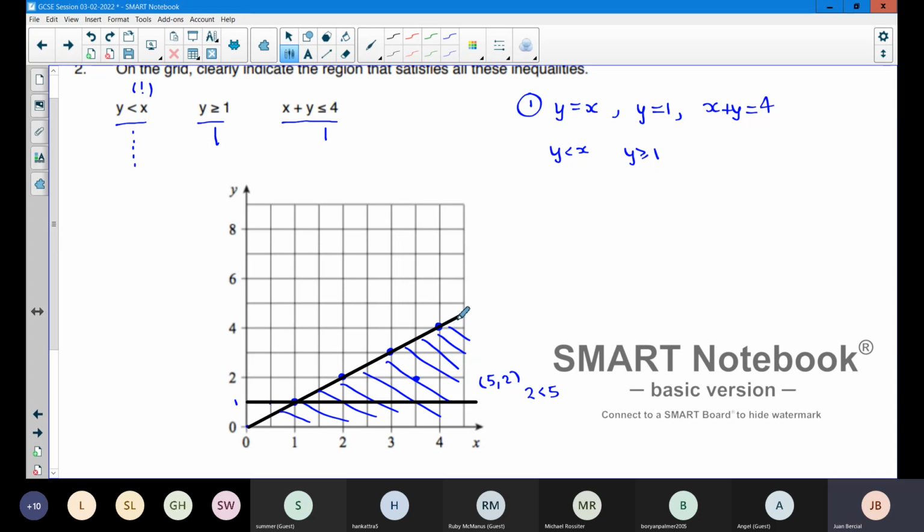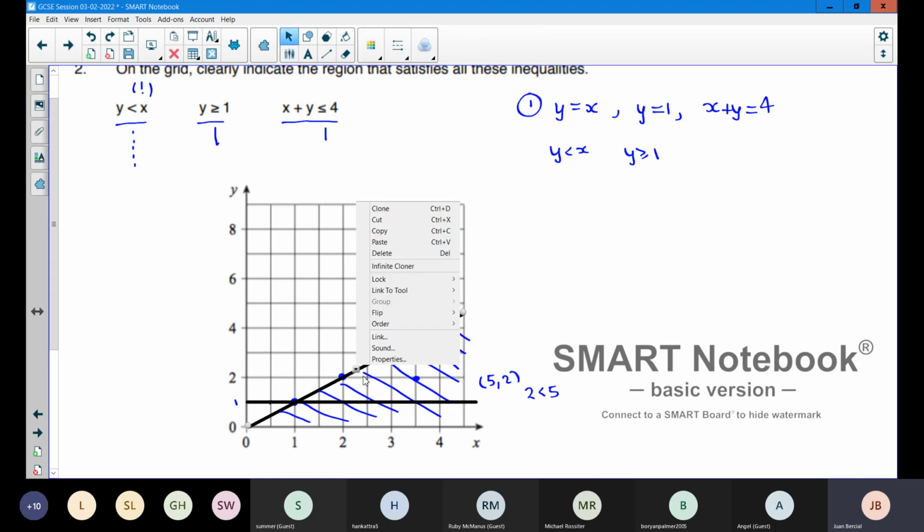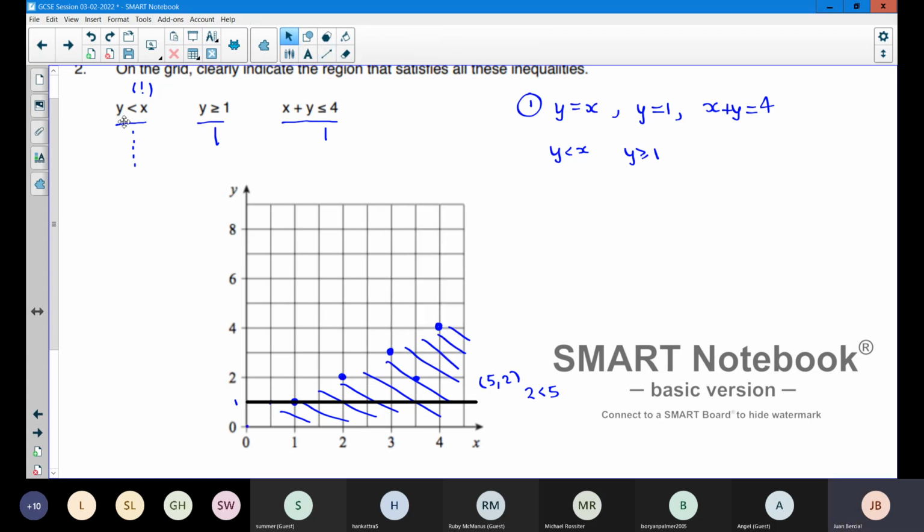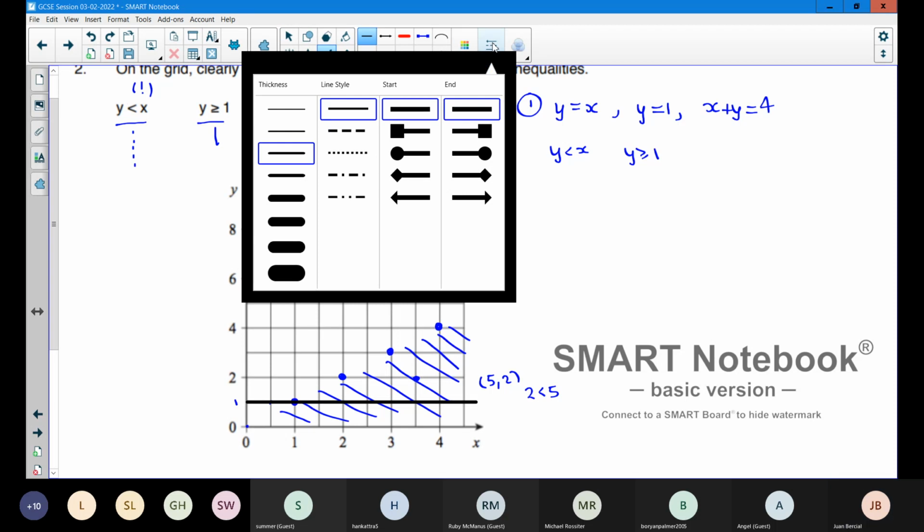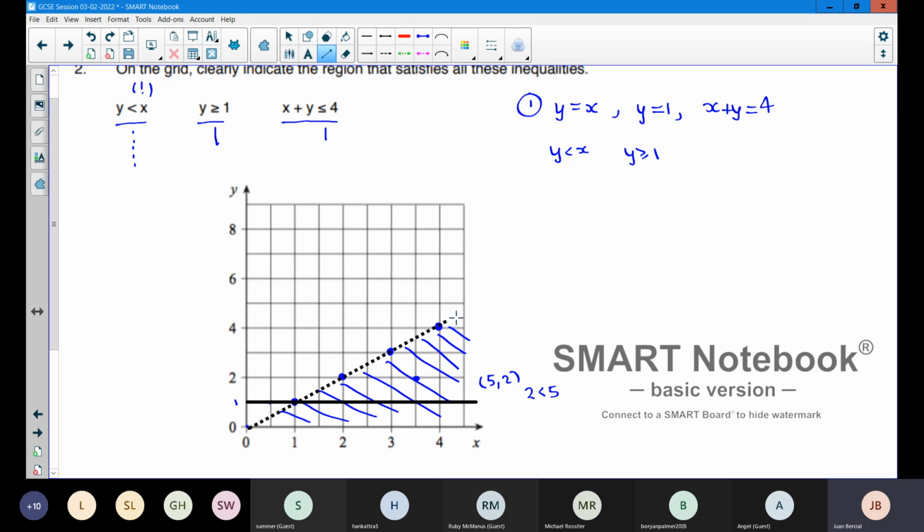And actually, sorry, I've made a mistake. I should have done this one dotted, because this one should be a dotted line because it's less than, not equal. So let me just change that. Sorry about that. So it's really that we are very clear about this. So that line should be dotted, because it's not equal.